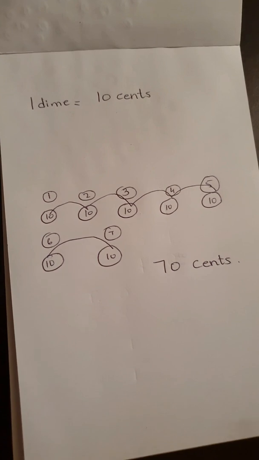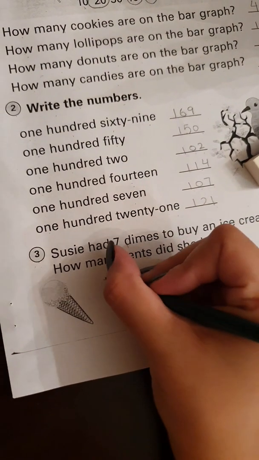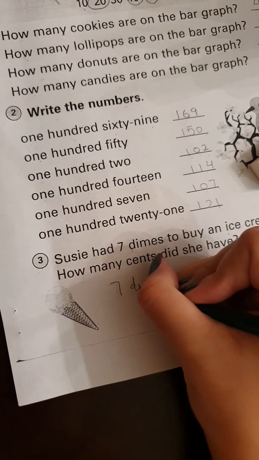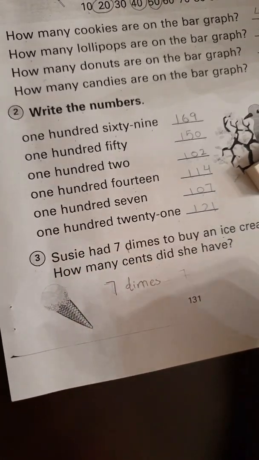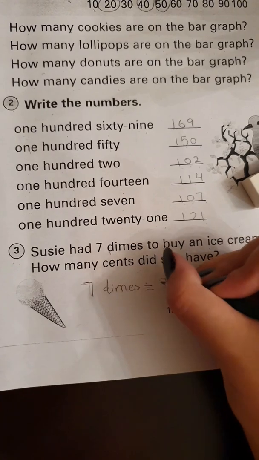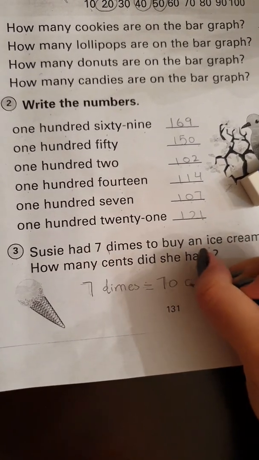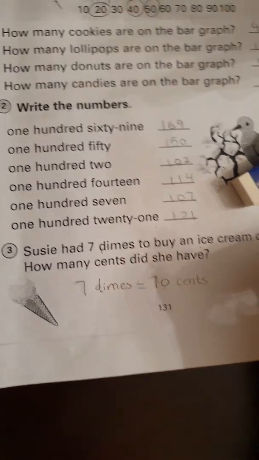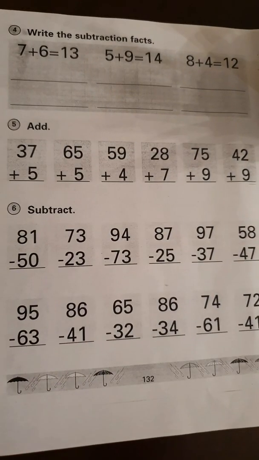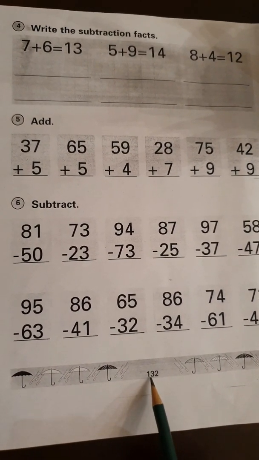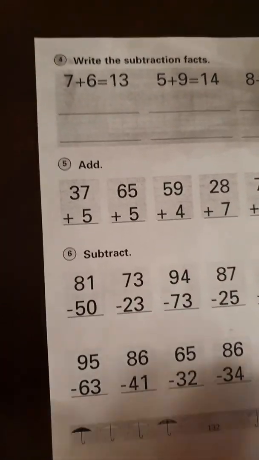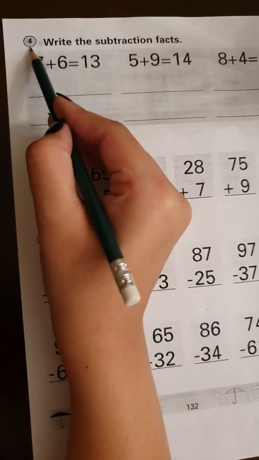Now let's go back to our books and start writing. Okay guys, so let's start writing. Susie had 7 dimes and 7 dimes is equal to 70 cents. There we go guys. This was easy. Guys, now flip your page, go to page 132, 132. Put your finger on number 4 and let's read the instructions.